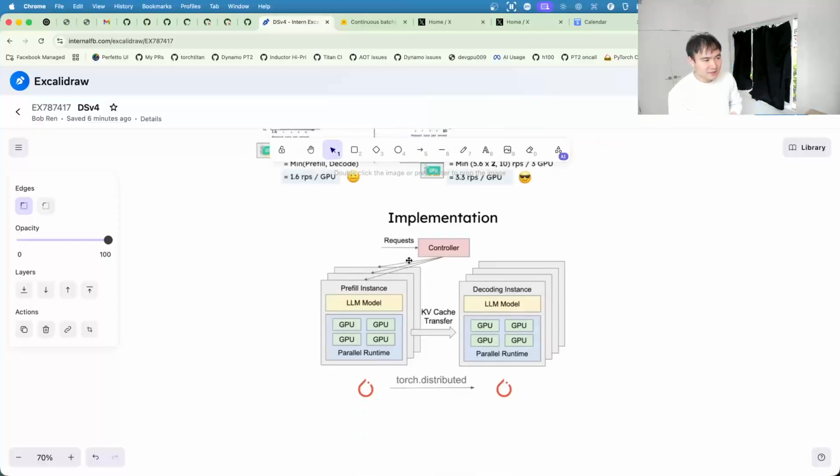And then in practice, the way you implement it is you have these clusters of prefill and decode. The prefill is calculating the KV cache. It does a transfer to the decode, and then decode can continue decoding with the KV cache calculated by prefill.